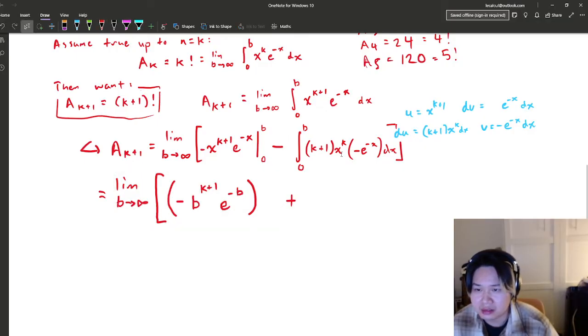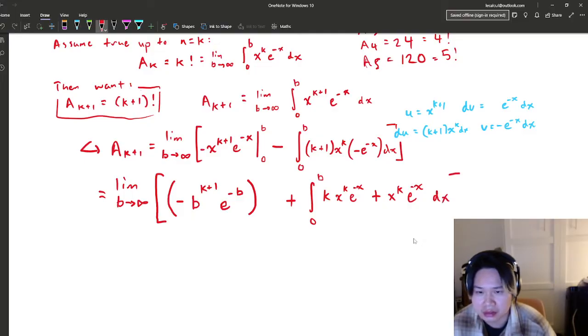Okay, so this is a negative, that negative goes there, so plus. And then I'm going to expand this out. So this is k x to the k e to the x plus x to the k e to the, sorry, these are both negatives, dx. Okay, we're almost done, I think.